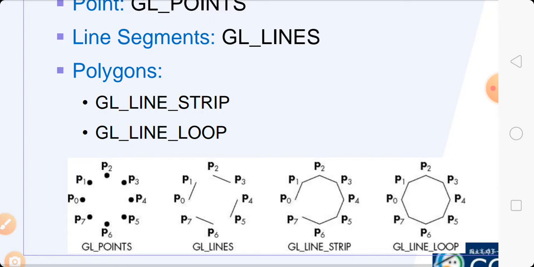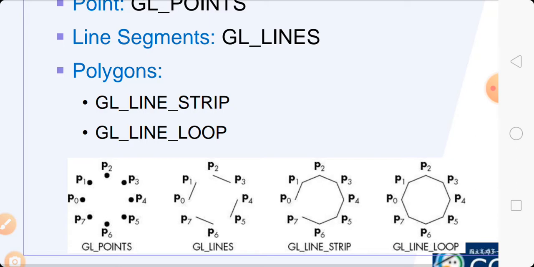GL_LINE_STRIP means one line segment is attached to another line segment, so a strip is formed, and that strip is called a GL_LINE_STRIP. Here you can see p0 p1 is one line segment, and p2 and p3 is another line segment, but the p2 p3 line segment is joined to the p0 p1 line segment. In this way we join every line to another line, and the formation is called a GL_LINE_STRIP.